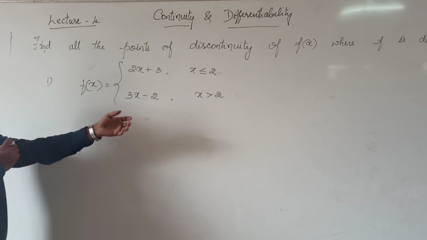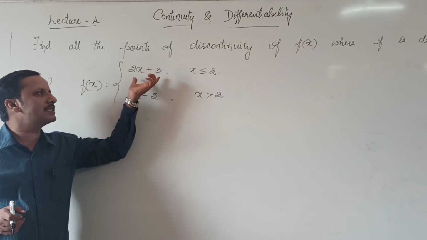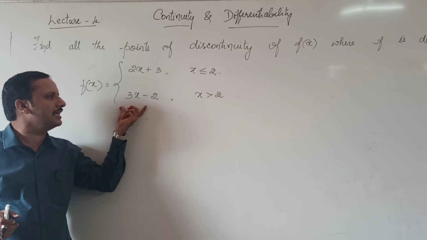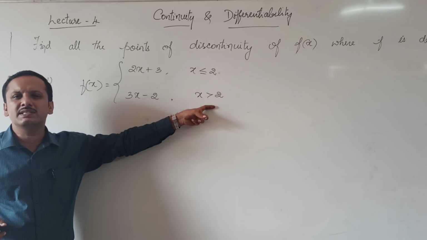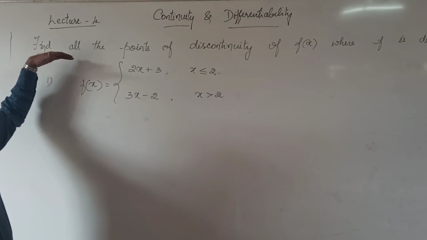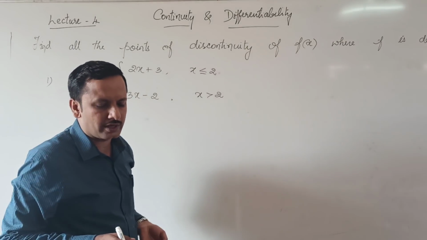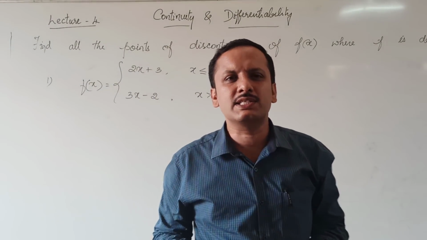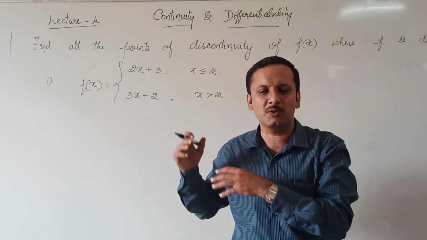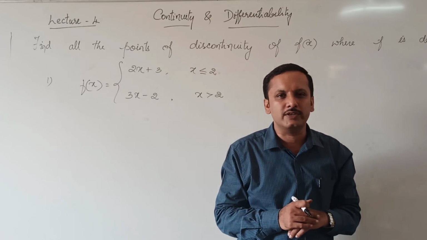Look here, they have defined the function in this way. f of x is defined as 2x plus 3 whenever x is less than or equal to 2 and it is 3x minus 2 when x is greater than 2, and we are asked to find all the points of discontinuity of this function. In other words, we have to check where this function is discontinuous, at which point or at how many points. That is what we need to test now.